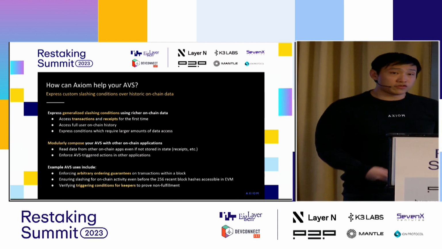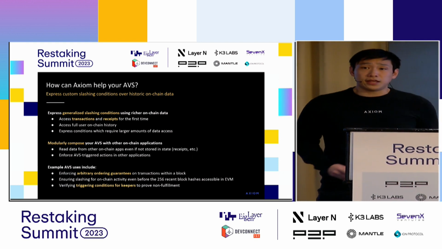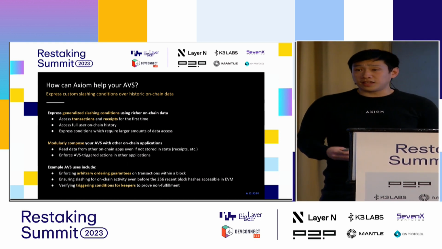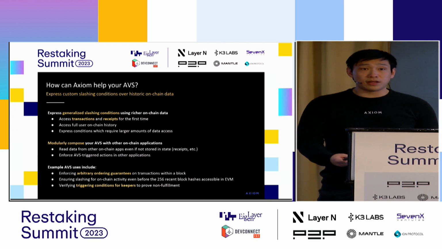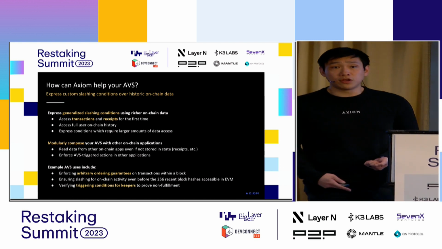Similarly, if you're trying to constrain a keeper network, you can check that the trigger that's supposed to cause keepers to perform some on-chain action actually held at some block in the past. And therefore, you can penalize keepers for non-performance.